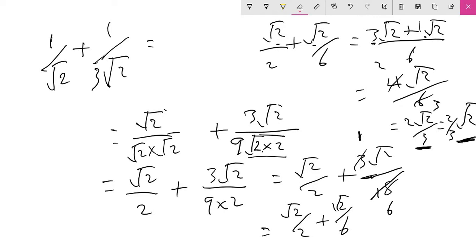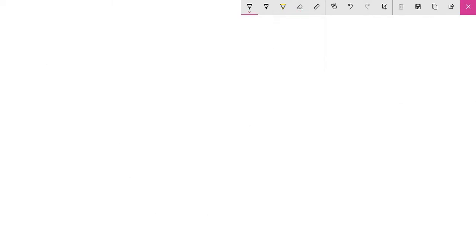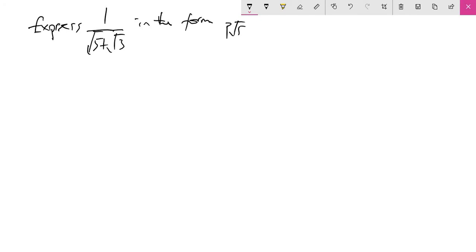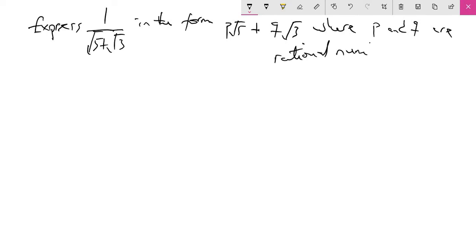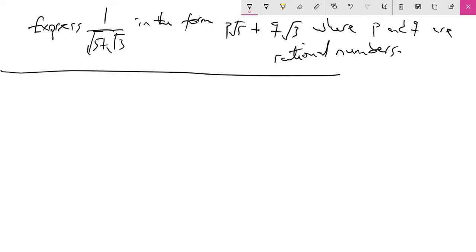Let's do a couple more, right? I'm erasing the whole thing. I'm going to try to be a little more economical about my space. So again, we have to express 1 over root 5 plus root 3 in the form p root 5 plus q root 3, where p and q are rational numbers. So this is the challenge today.